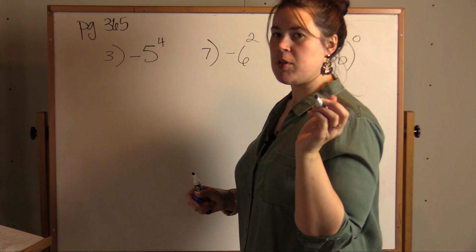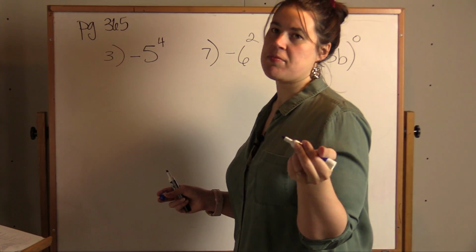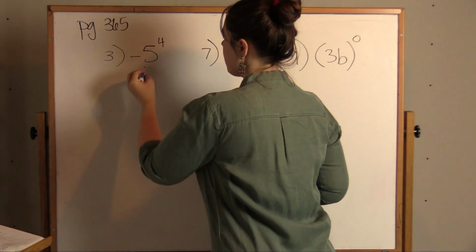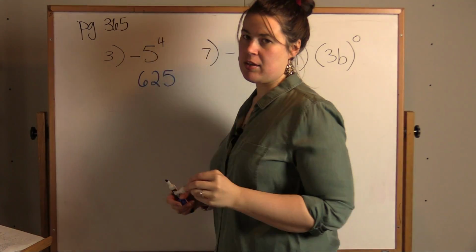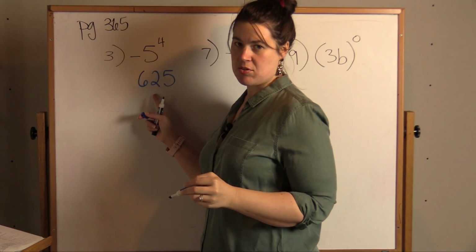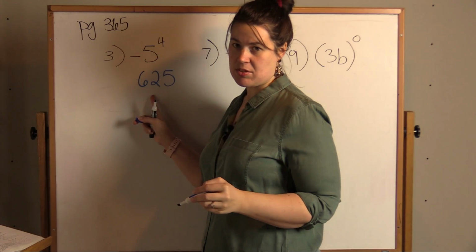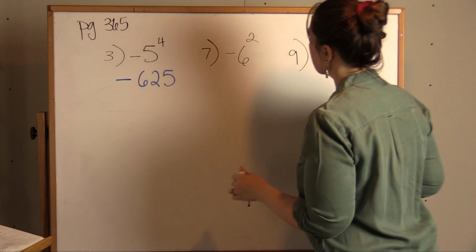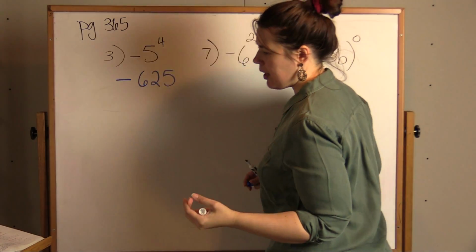You can do that in your calculator if you need to, but basically 5 times 5 is 25, 5 times 5 is 25, so 25 times 25 is 625. Now that's not my final answer because 5 to the 4th is positive 625. What's the opposite of positive 625? Negative 625.